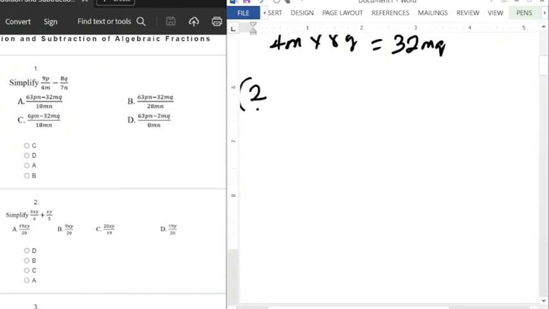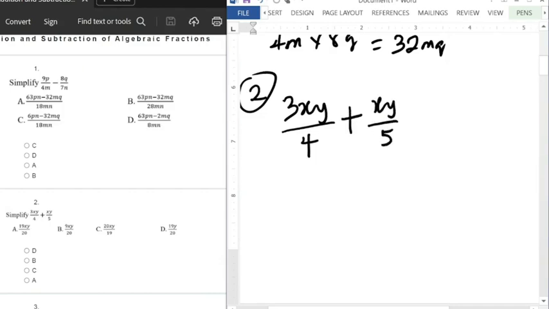For question number 2, we have to simplify this as well. This is 3xy all over 4 plus xy all over 5. Is that clear? So here now, find the LCM between the denominators 4 and 5, and the LCM of 4 and 5 is 20. Right. So 20 divided by 4 gives 5. So that means 5 times 3xy. That's going to give us 15xy. I hope I'm making sense.